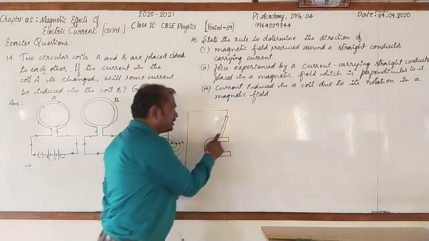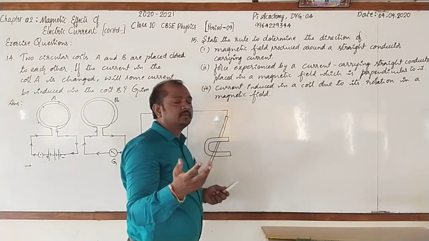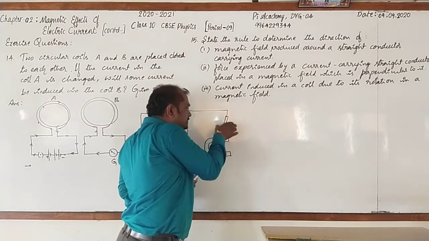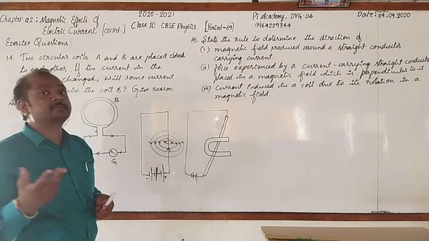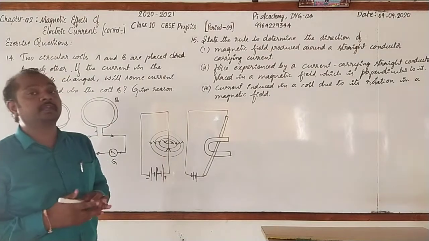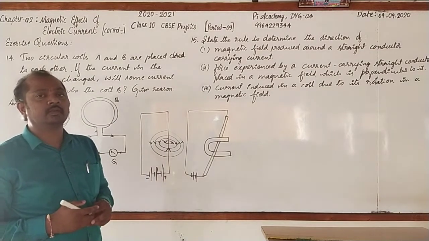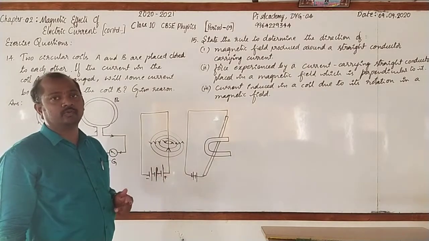The reason is when the current flows through this conductor, the magnetic field is developed around it. As it is under the influence of the magnetic field of the horseshoe magnet, it experiences the mechanical force. The direction of mechanical force can be known by using which law? Yes, Fleming's left hand rule.